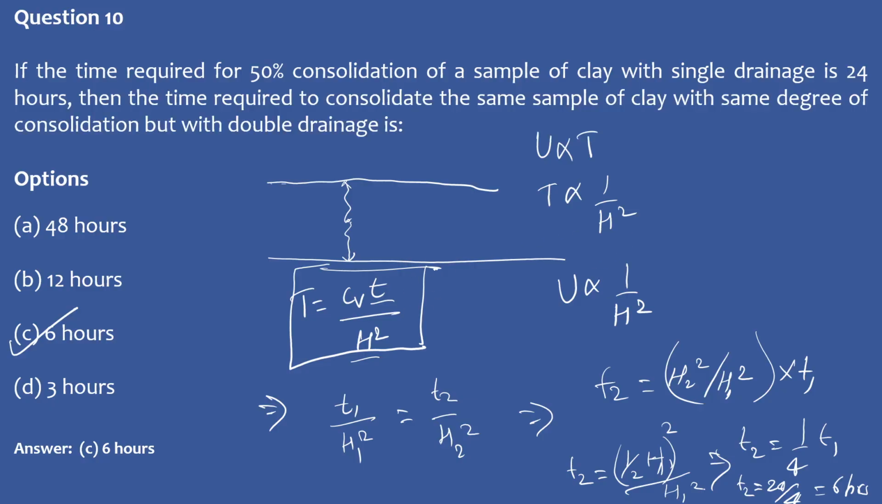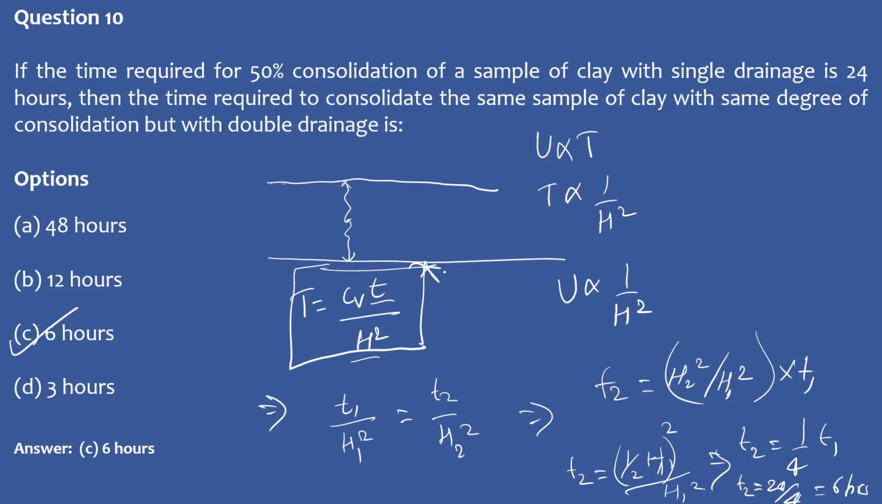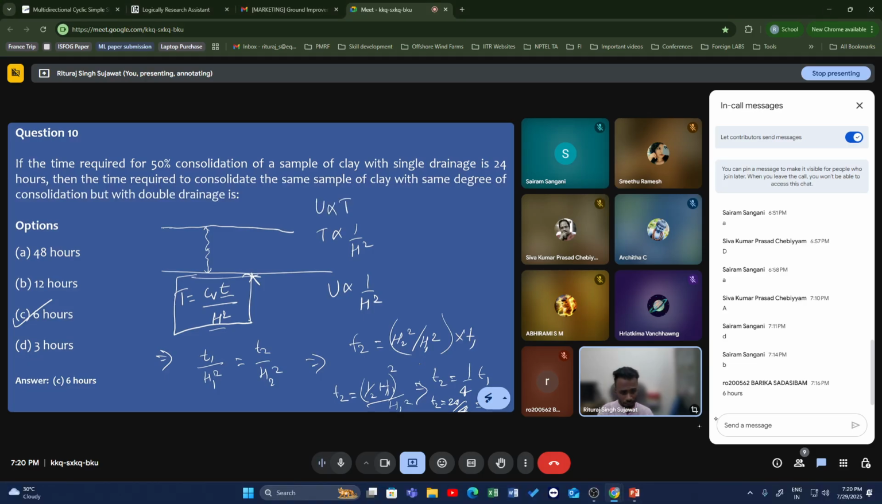You just need to remember this particular relation between the time constant, the distance of the drainage path, the coefficient of consolidation, and the time required. This comes from the one-dimensional consolidation theory, and then you can calculate it. Yeah, I see people have given the answer. Yes, it's 6 hours. Any doubt in this, guys?